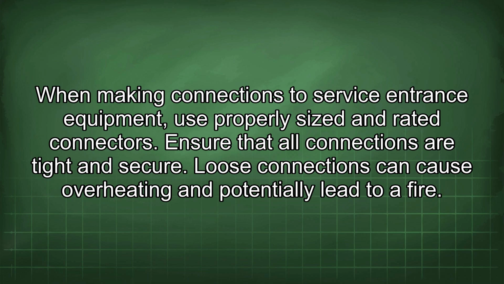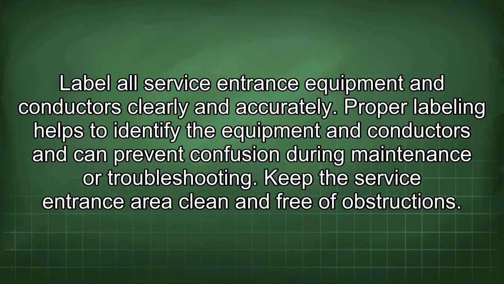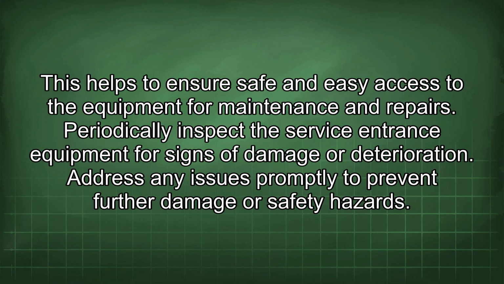When making connections to service entrance equipment, use properly sized and rated connectors. Ensure that all connections are tight and secure. Loose connections can cause overheating and potentially lead to a fire. Label all service entrance equipment and conductors clearly and accurately. Proper labeling helps to identify the equipment and conductors and can prevent confusion during maintenance or troubleshooting. Keep the service entrance area clean and free of obstructions. This helps to ensure safe and easy access to the equipment for maintenance and repairs.